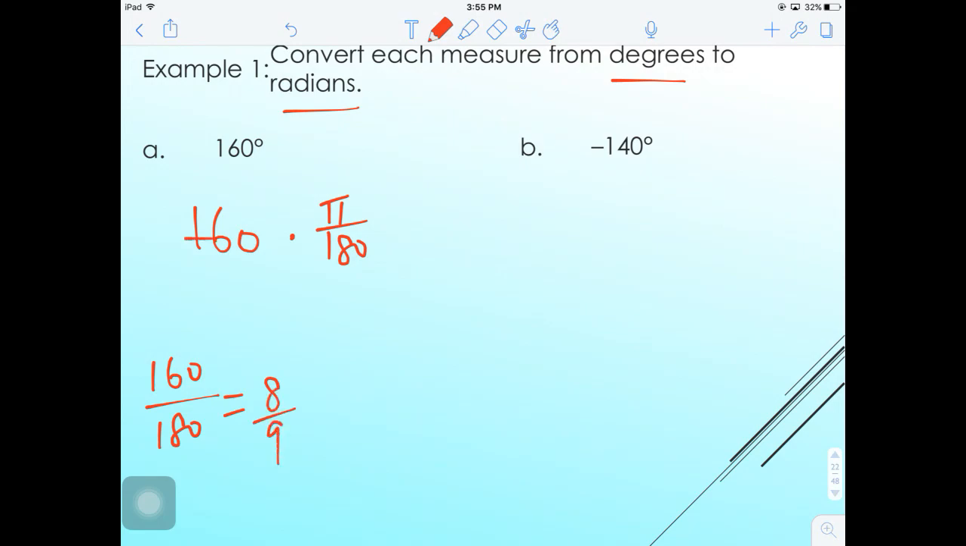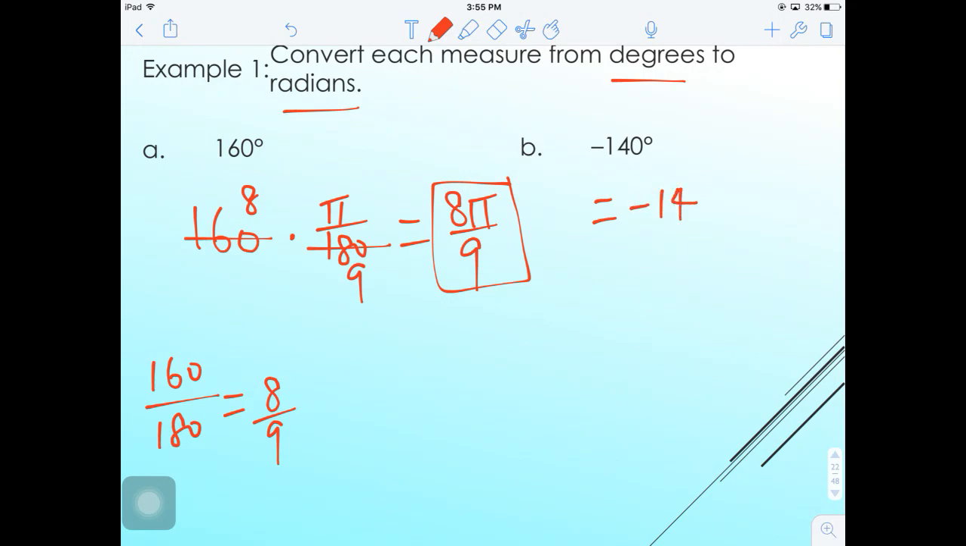So which means that you can reduce this into 8 and 9. So the answer will become 8 pi over 9. And this is usually how we write the radian mode. And let's try another one. Negative 140. Again, taking the degree times pi over 180.